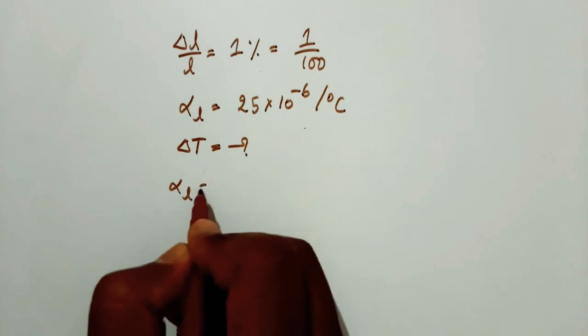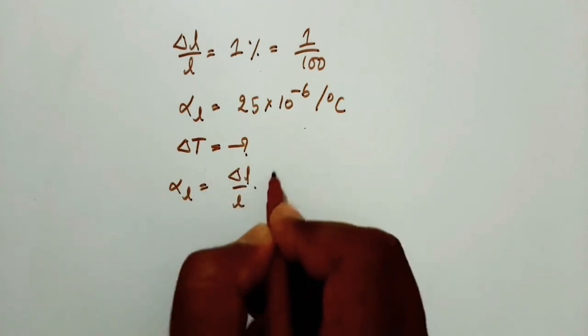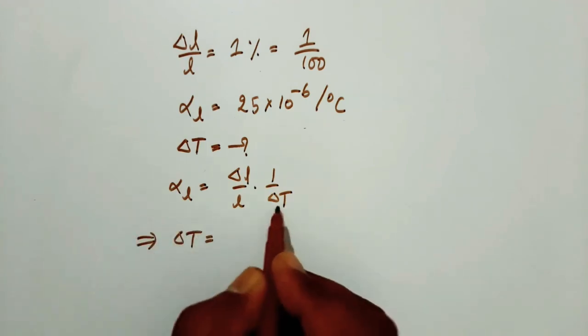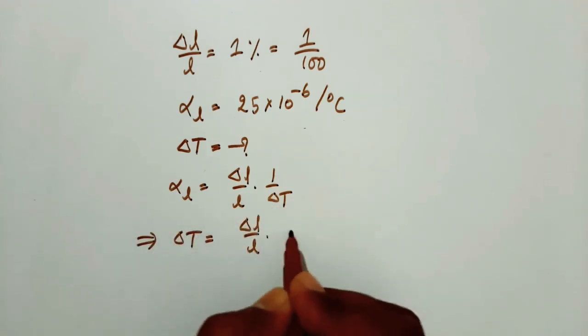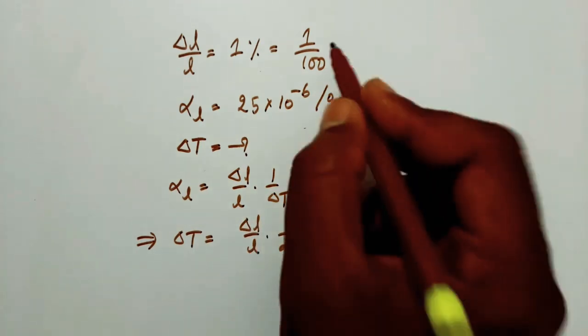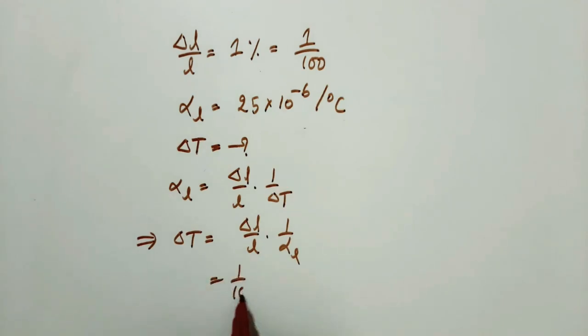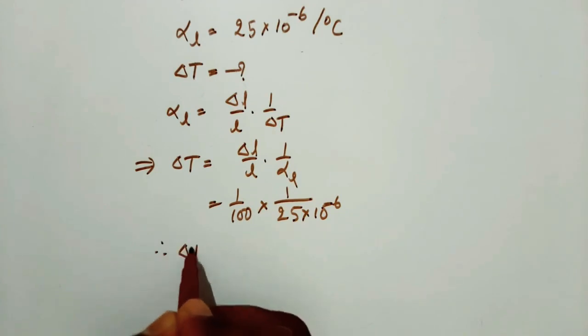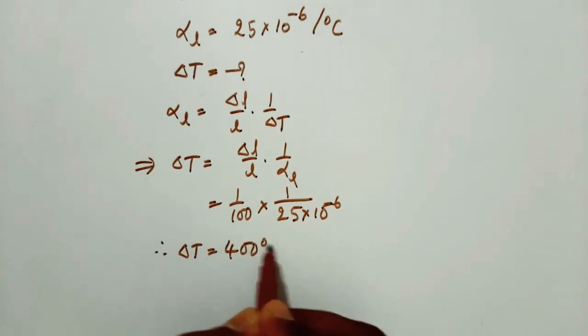We know alpha L is equal to del L by L into 1 by del T. From this del T is equal to del L by L into 1 by alpha L. Here del L by L is 1 by 100, into 1 by alpha L, that is 1 by 25 into 10 to the power minus 6. If we solve this, we get del T is equal to 400 degree Celsius.